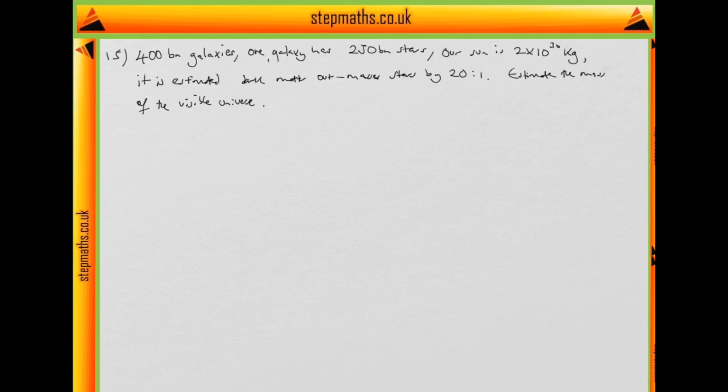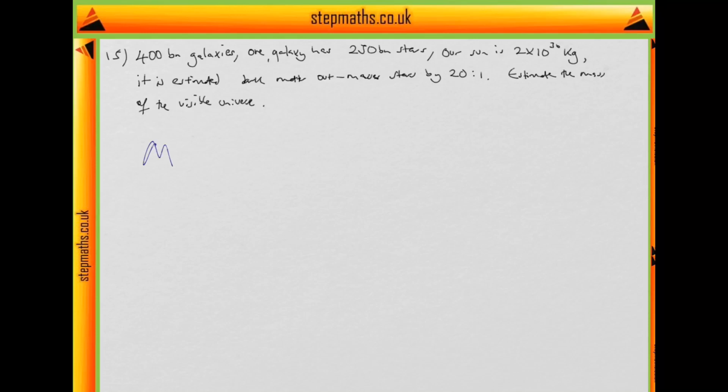So question 15 says, we have approximately 400 billion galaxies in the universe. One galaxy has 250 billion stars. Our sun has mass 2 times 10 to the 30 kilograms. It's estimated that dark matter outmasses stars by 20 to 1. And we're asked to use this information to estimate the mass of the visible universe. Okay, how are we going to do this?